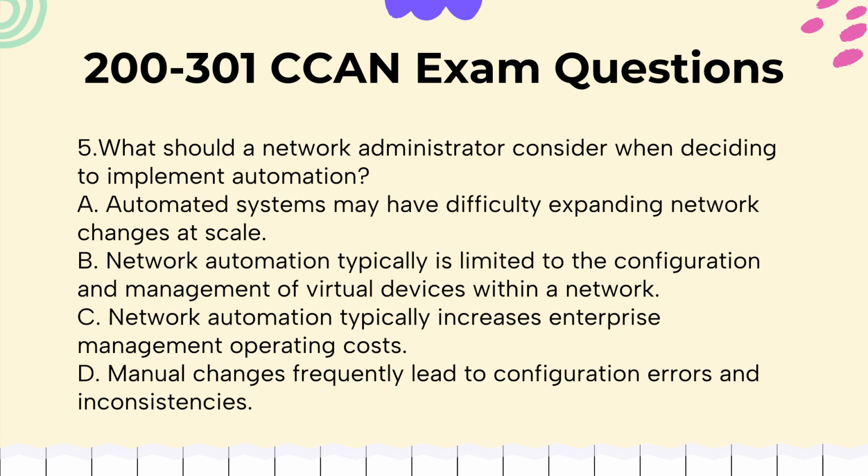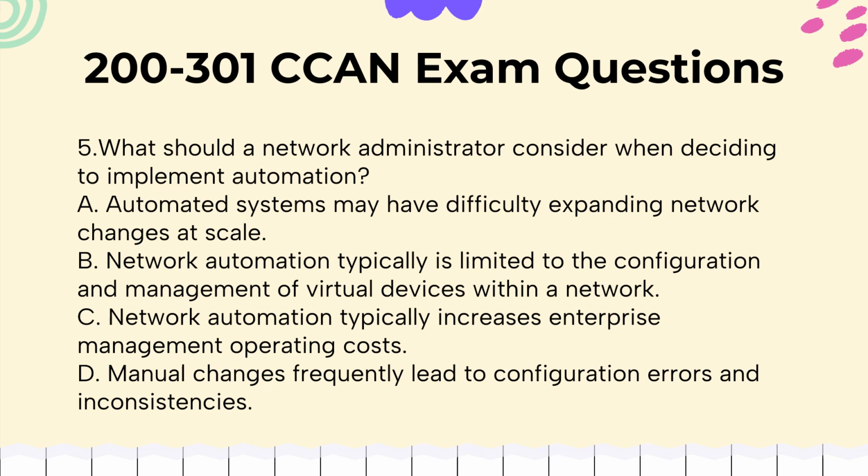The correct answer is D. Manual changes frequently lead to configuration errors and inconsistencies. Explanation. A. While automated systems may face challenges in scaling network changes, this statement does not capture the overall benefits and considerations of network automation. Automation can often help manage changes at scale more effectively than manual methods.